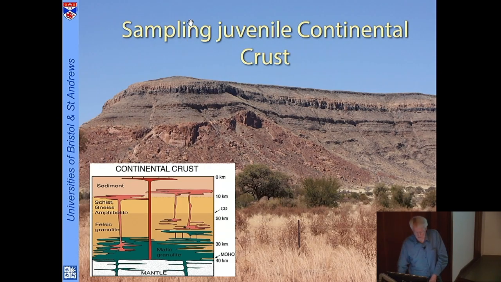Let's change scales then and go to sampling juvenile crust altogether. This is from the Damara. This is your granites and gneisses from the Damara. Damara now an eroded origin, recorded in the sediments roundabout that I would probably erroneously call molasse, but anyway, sediments eroded off the mountain belt. And if you want to know what the mountain belt is, people often go to the sediments.